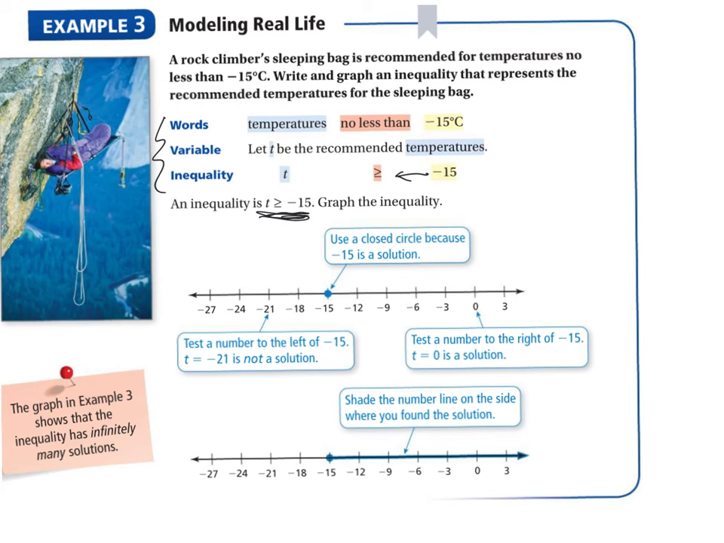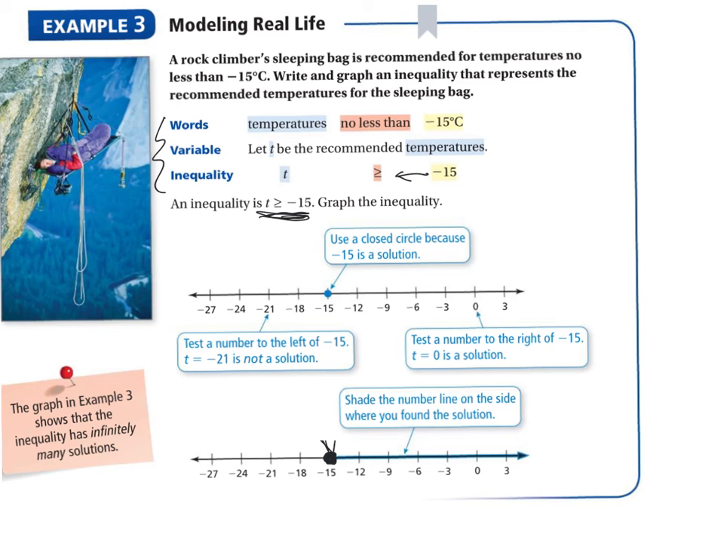If not, pause it, think about it. If the sleeping bag can't handle anything less than negative 15, then that means the temperature would have to be greater than or equal to negative 15, or you'll be cold. Okay? So what we want is, this is our graph. And notice that this dot is filled in here. Okay, filled in indicates it's equal to.